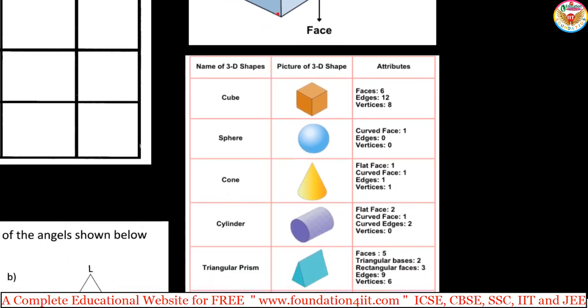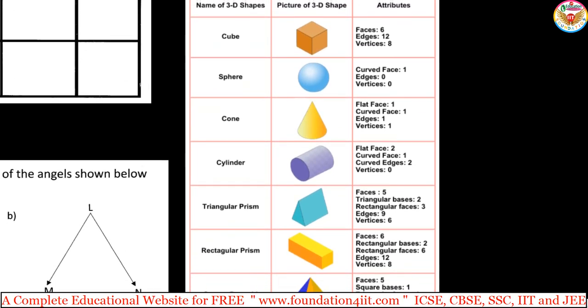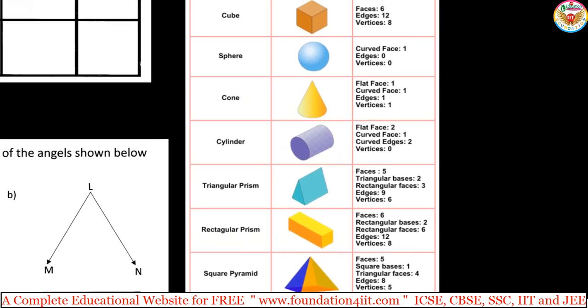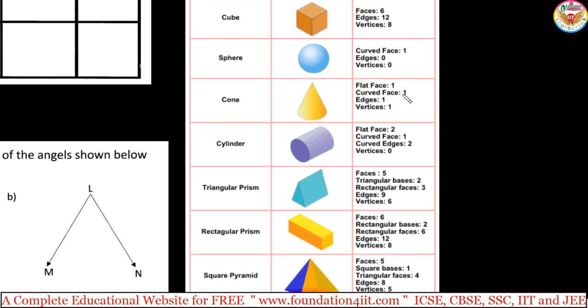I am showing one complete data set here. If you observe the diagram: cube, faces 6, edges 12, vertices 8. Sphere has only one curved face, no edges, no vertices because there is no joining. Similarly cone, cylinder, prisms like triangular prism and rectangular prism, and square pyramid. The complete data I'm showing on the screen, you just need to revise it once. Revise each and everything, every 3D shape and their number of faces, vertices, and edges.